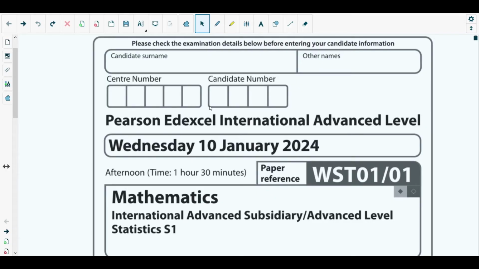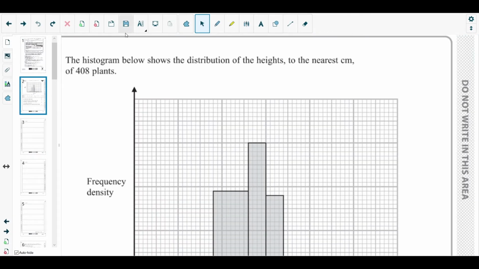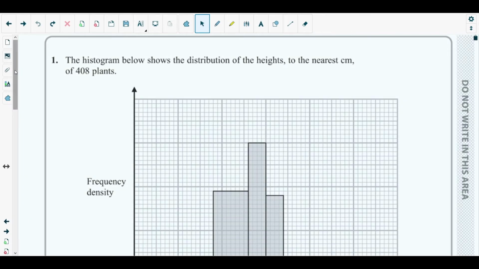The video length might be a bit long, so I suggest you watch the videos at 2 times or 4 times speed to make it faster. That will be fine. Since this is the first video, we will be solving question number 1 from this paper. So let's see what question number 1 is about.